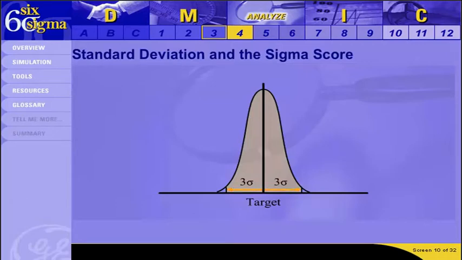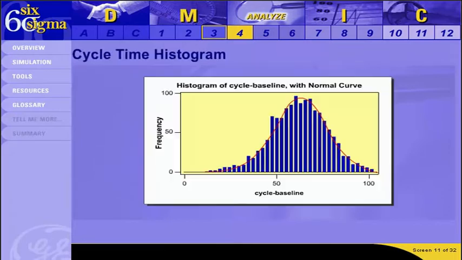This concept will be extended in Six Sigma methodology to evaluate the ability of a process to meet requirements. We will discuss this concept in detail later. Click Next to continue. Now back to our commercial loan process.